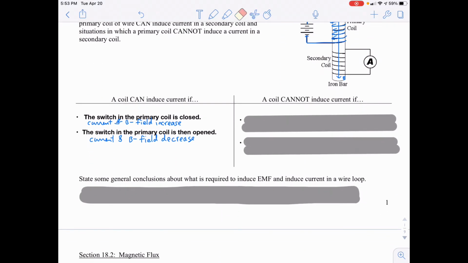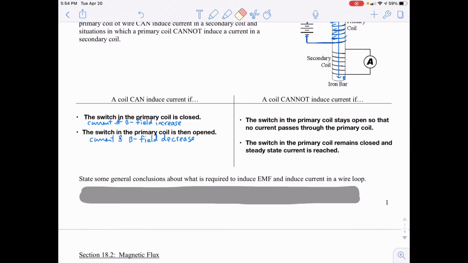What cannot induce current would be if the switch of the primary coil stays open so that no current is passing through the coil. If there's no current, there's no magnetic field, so obviously no changing magnetic field, thus no induced current.